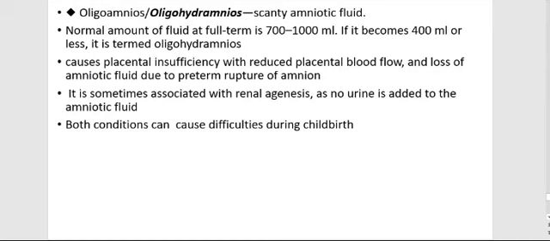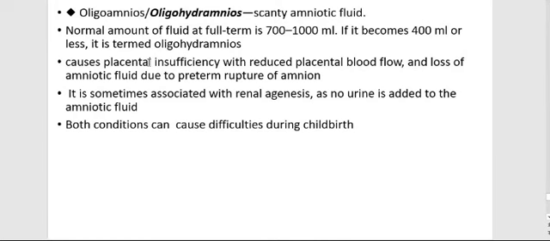And there is also a condition called oligohydramnios. What is oligohydramnios? Scanty amniotic fluid. So below the normal milliliters. Normally 700 to 1000, but if it's somewhere around 400, then it's oligohydramnios. So this causes placental insufficiency with reduced placental blood flow. Maybe the loss of the amniotic fluid was due to preterm rupture of the amnion.